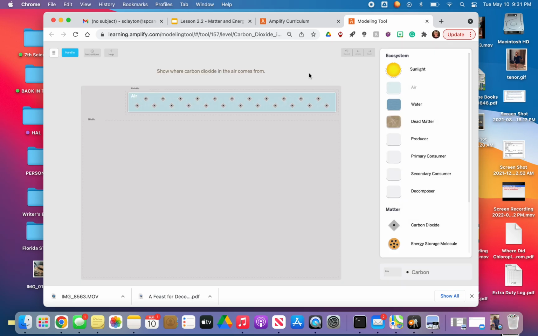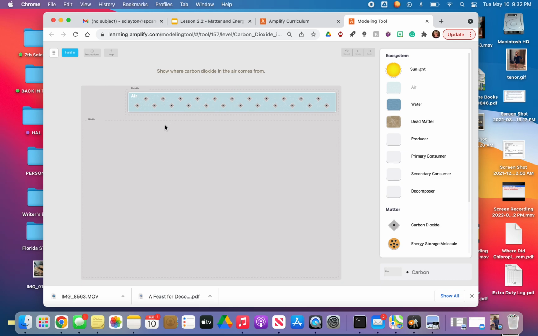You're going to see that this modeling tool is different than the one that we had for photosynthesis. First of all, we have a different goal. The goal says, show where carbon dioxide in the air comes from. So you'll see that it's also pre-populated with air in the abiotic matter. And I also already have carbon dioxide. Do not change this at all. We don't need to change anything about this.